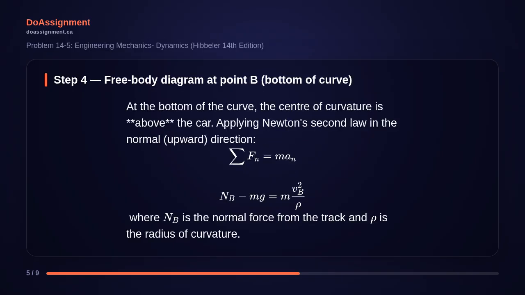At the bottom of the curve, the center of curvature is above the car. The net upward force provides centripetal acceleration. Newton's second law in the normal direction gives normal force NB minus weight mg equals m times vb squared over ρ.